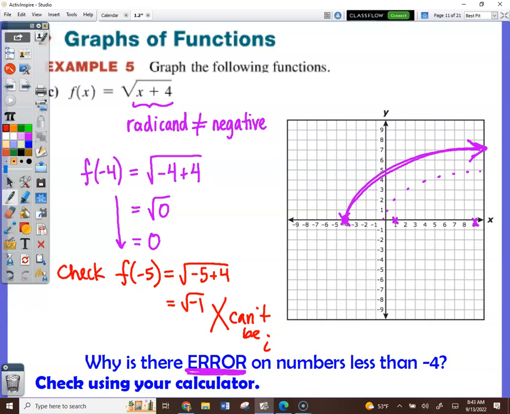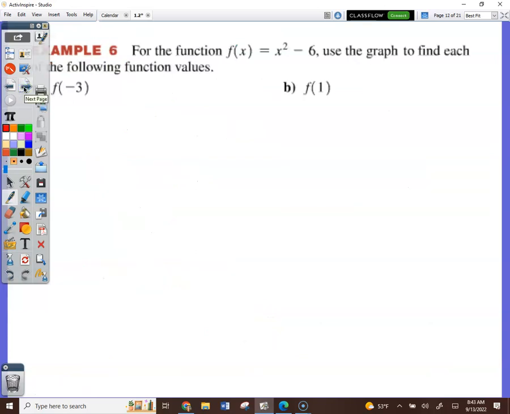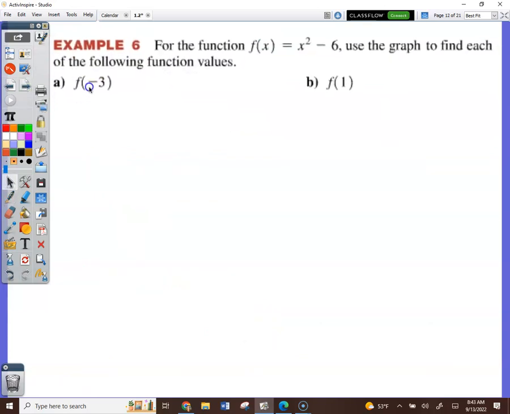Let's practice this slide. Okay, for the function f of x equals x squared minus 6, use the graph to find each of the following function values. Use the graph. Where's the graph?